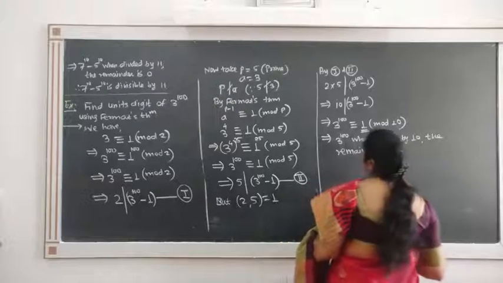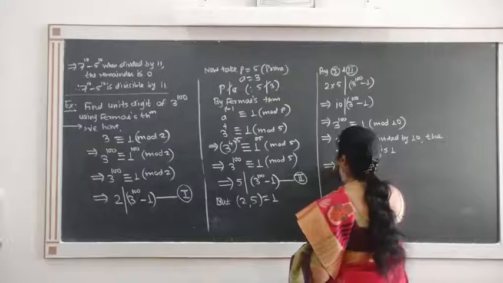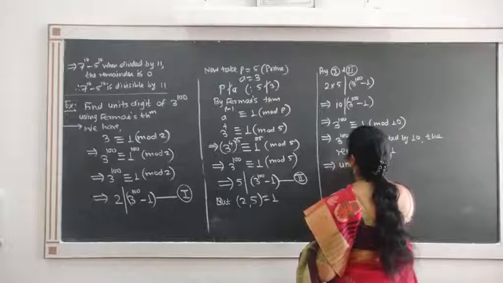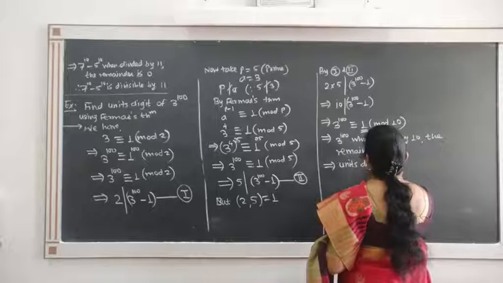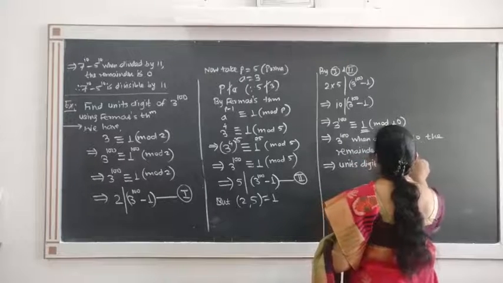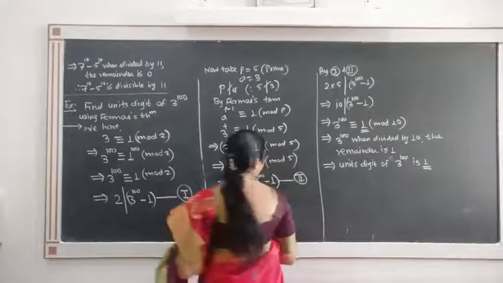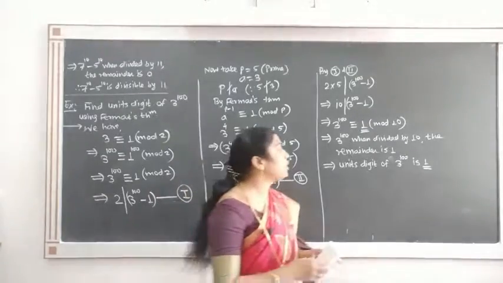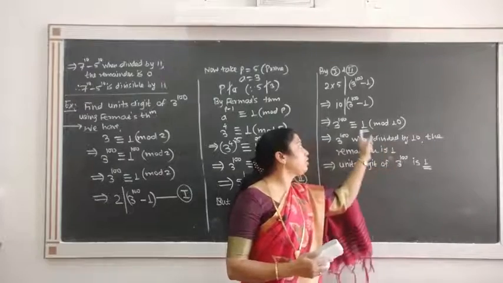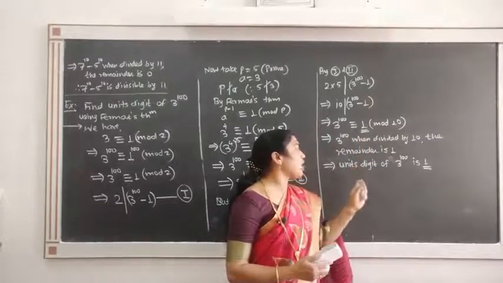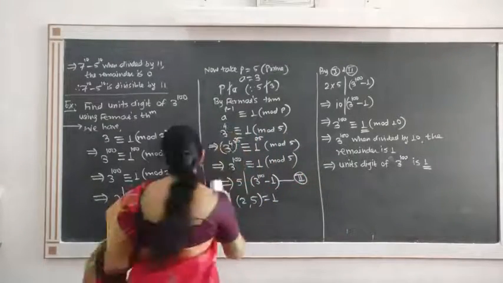And because 1 is the remainder when 3 raised to 100 is divided by 10, this implies that the units digit of 3 raised to 100 is 1. Because the units digit is nothing but the remainder when the number is divided by 10. So 3 raised to 100 when divided by 10, the remainder is 1, implies that the units digit of 3 raised to 100 is 1.